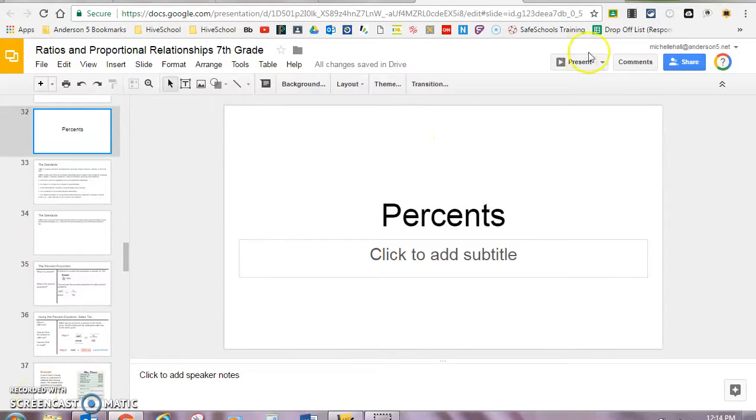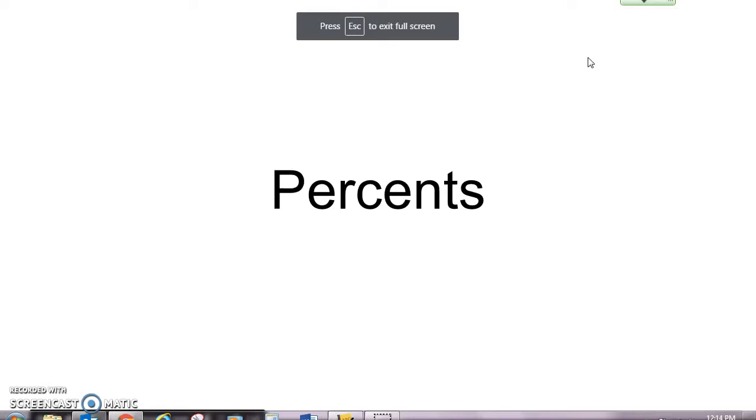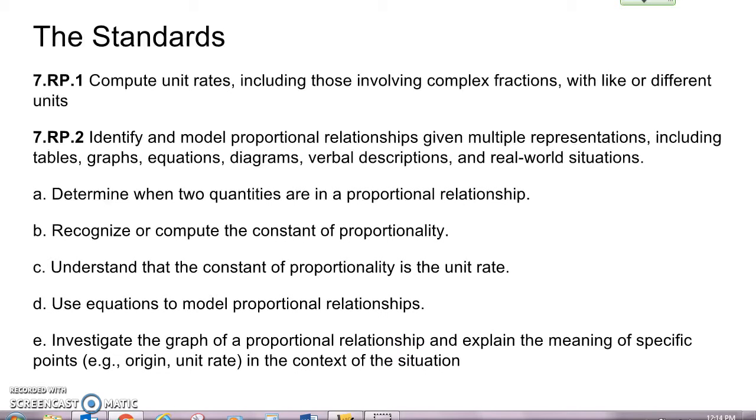All right, today we are going to review percent. So at the top of your page, write the title Percents Review. Also in your table of contents, write Percents Review. And I want us to start by looking at the standards of what y'all have to know about percents, and then we will go from there.